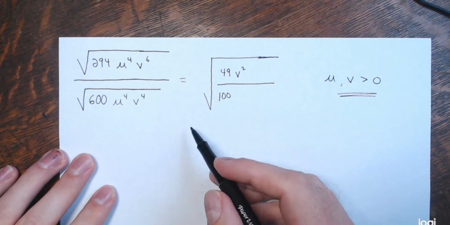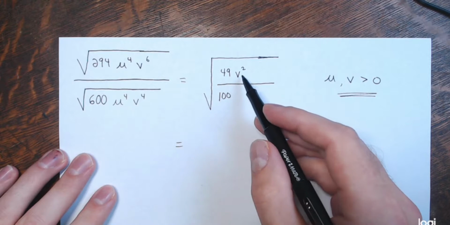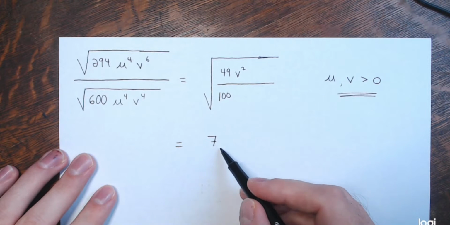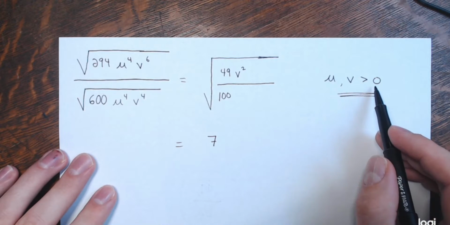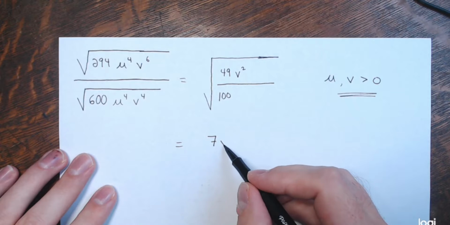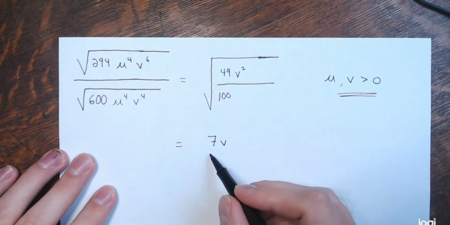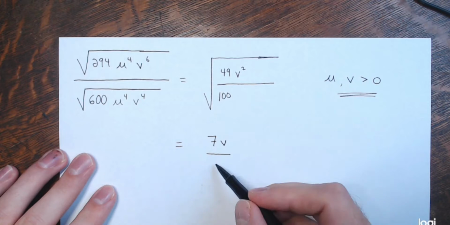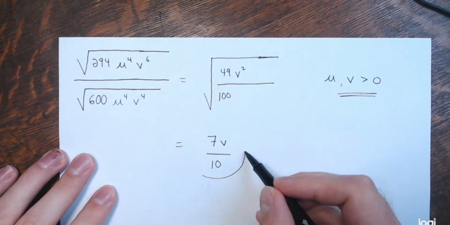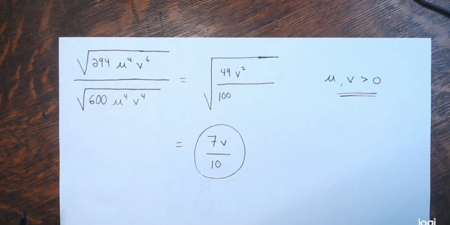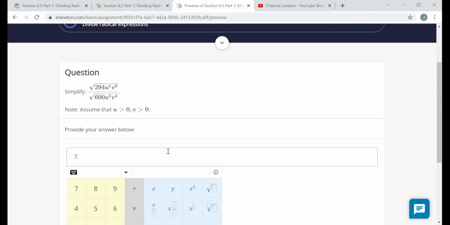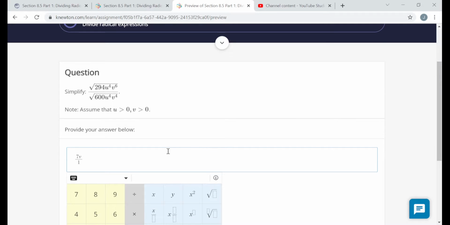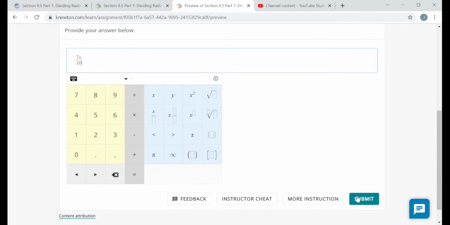And then doing the quotient property again, the square root of 49v squared would be 7 times the absolute value of v. But one more time, v is assumed to be positive, so I don't need the absolute value symbols, right? So I'll just have 7v in the numerator, and the square root of 100 is 10 in the denominator. So we end up with 7v divided by 10. And let's check that, right? Let's punch that in. So 7v in the numerator, 10 in the denominator, and that should be good.